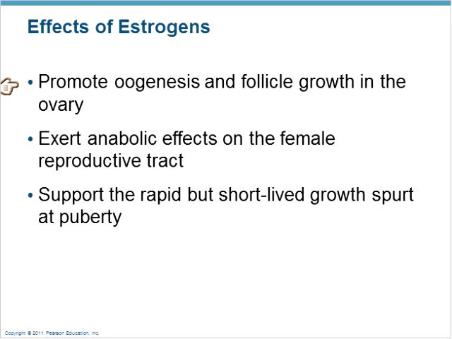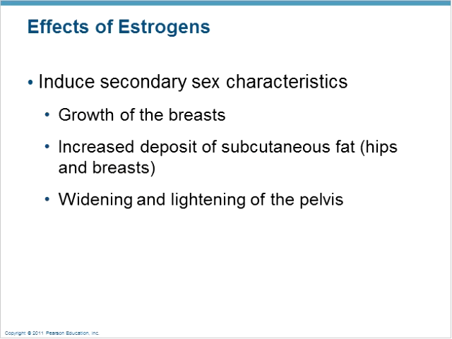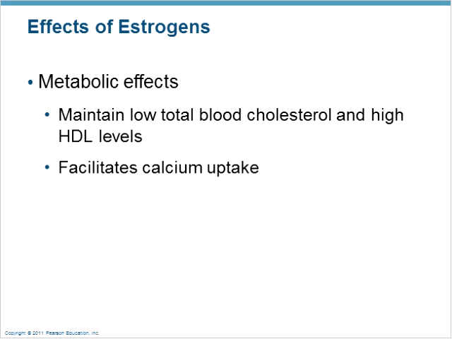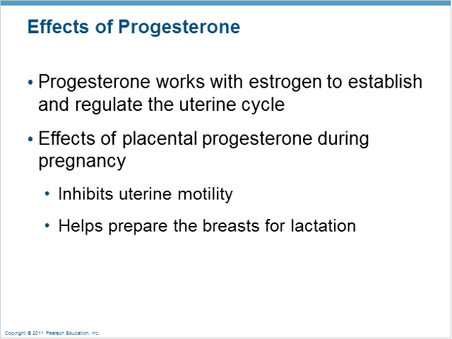Estrogens promote oogenesis and follicle growth in the ovary. They exert an anabolic effect on the female reproductive tract, or the buildup of macromolecules. They support the rapid but short-lived growth spurt at puberty. Estrogen-induced secondary sex characteristics include the growth of breasts, increased subcutaneous fat in the hips and breasts, and the widening and lightening of the pelvis. The metabolic effects: they maintain low blood cholesterol and high HDL levels, and they facilitate calcium uptake.